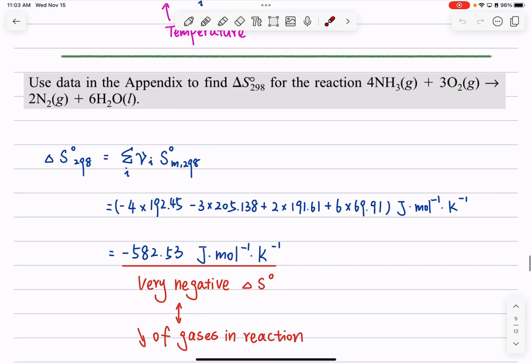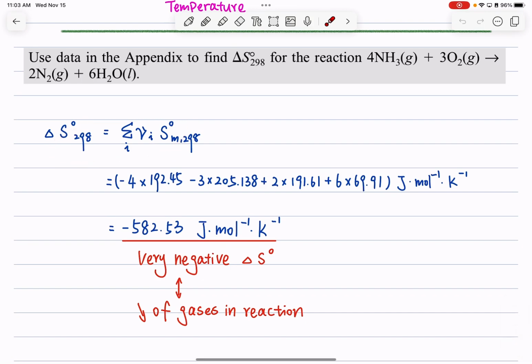So there are some things you can get by just looking at our calculated data. First of all, in this case, we're talking about a reaction with a very negative entropy change. What that means is the entropy of this reaction decreases from reactant to product. And it sort of makes sense. If you look at the reaction, we start from 7 molecules of gas, and we end up with only 2 molecules of gas. So it correlates with the number of moles of gas decreasing in the reaction. We'll go over that in more detail when we talk about actual equilibriums.